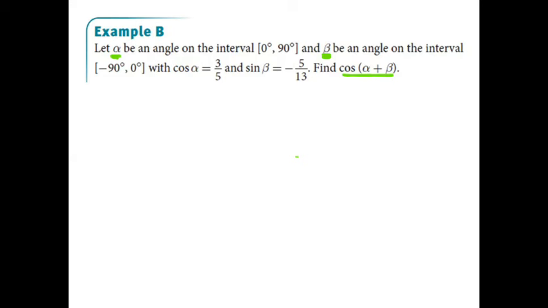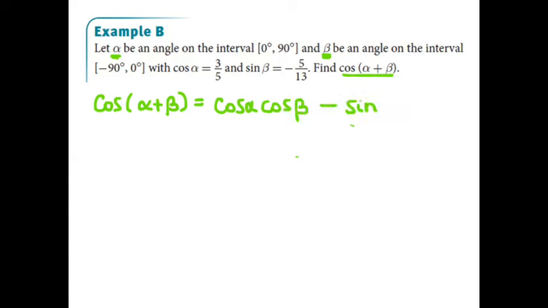I want to start there at the end with what we need to find. We need to find cosine of alpha plus beta. And let's just remember from our foldable what this identity says. It says that cosine alpha plus beta is equal to cosine of alpha times cosine of beta minus sine of alpha times sine of beta. Okay, so in order to find our answer, I need to know all of these things. Well, I see that cosine alpha, that I already know.